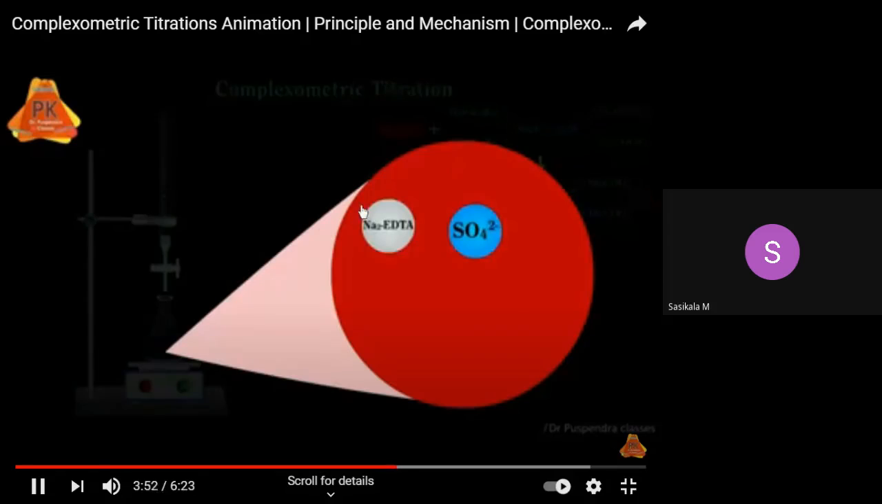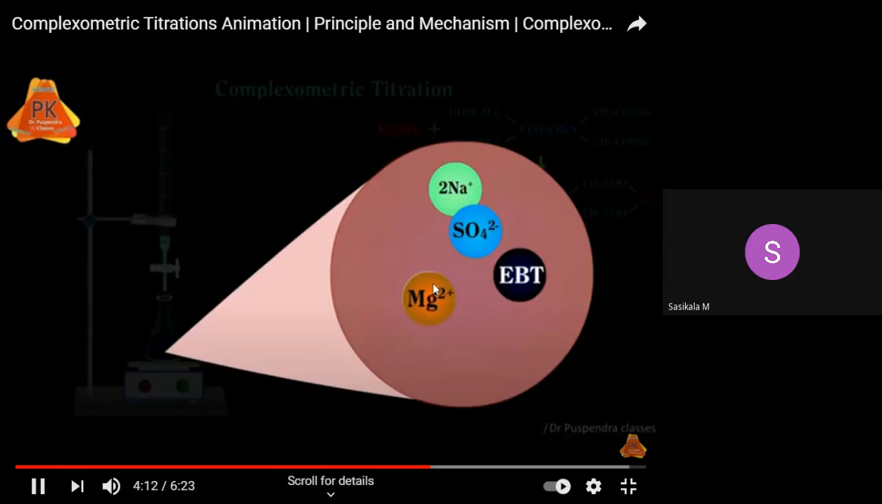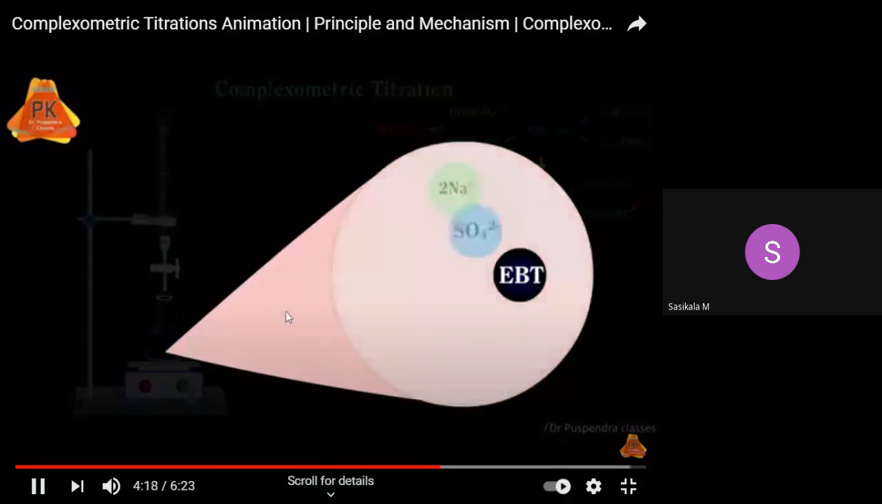In the conical flask, you have seen red color in the beginning. Now disodium EDTA is added to the solution from the burette. Sodium is converted to sodium sulfate, where EDTA bonds with magnesium to form magnesium EDTA, and the magnesium is removed from the indicator. Since the indicator-metal complex is a weak complex, all the magnesium forms a complex with EDTA. Now only free indicator exists in the solution.